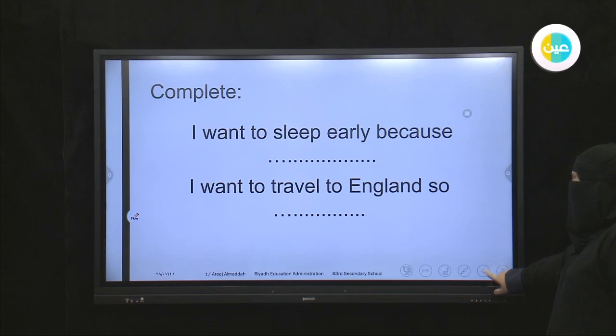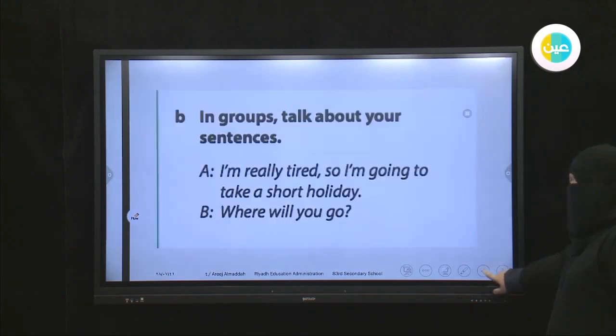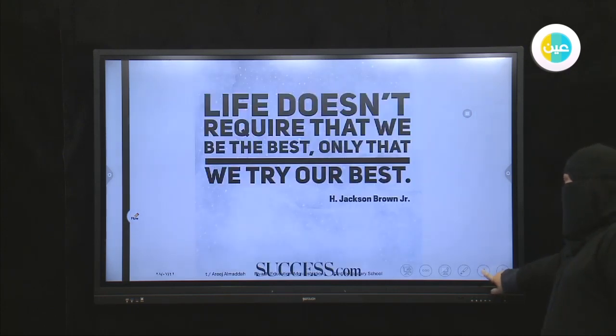I want to sleep early because I am really tired, so I'm going to take a short holiday. Where will you go? You can use these kinds of connectors.